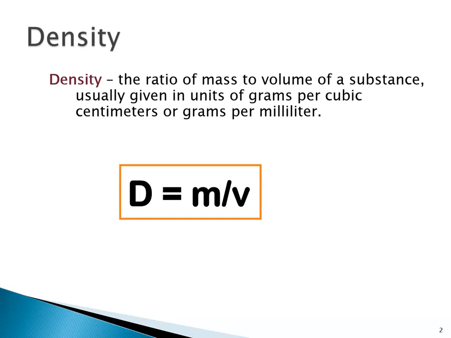Density is the ratio of mass to volume of a substance. It's usually going to be in grams per cubic centimeter or grams per milliliter, but there are certainly other units, and when we do dimensional analysis we'll talk about converting those units. But essentially the equation for density is simply that density equals mass divided by volume. And since this is an equation, algebraically, if you know two of the variables, you can solve for the third.